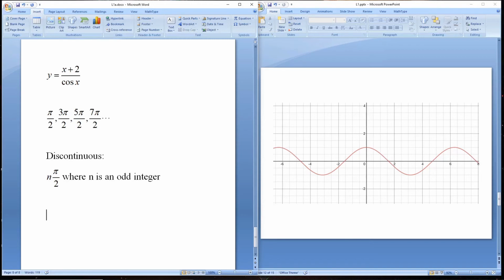And so looking at what they want for the answer here, they want the answer to be that it's continuous everywhere except where it's discontinuous, this statement then.